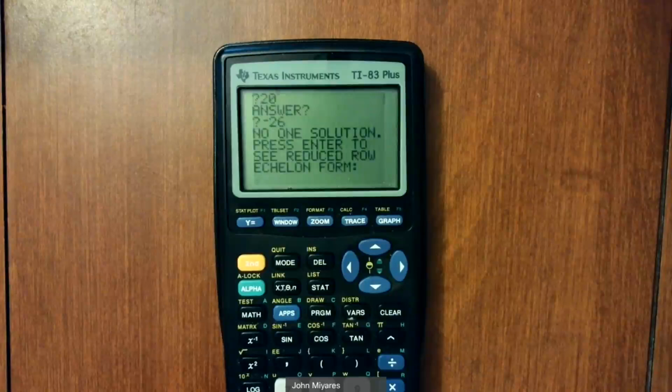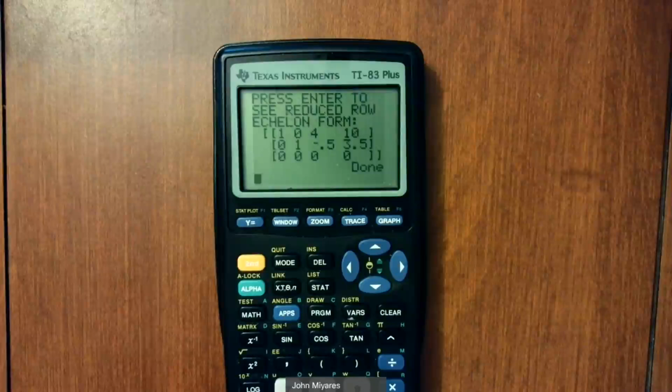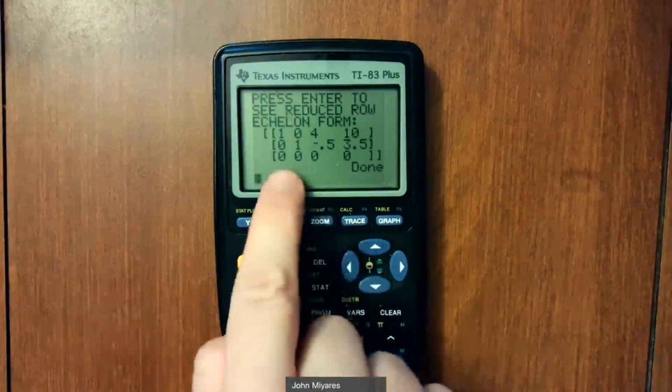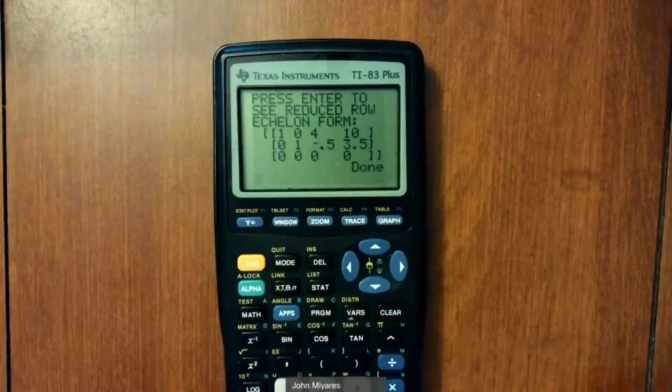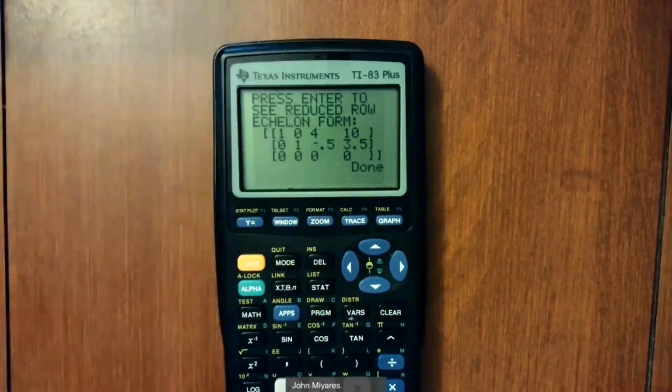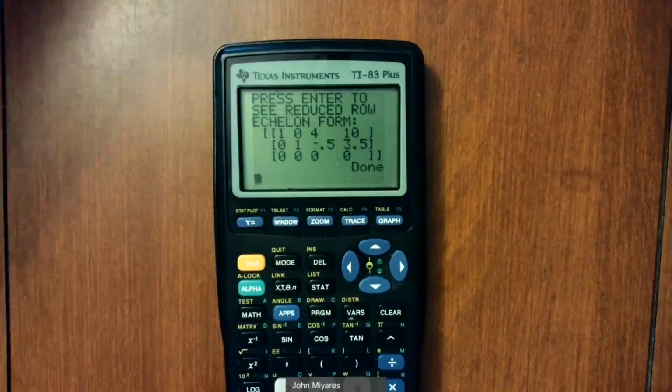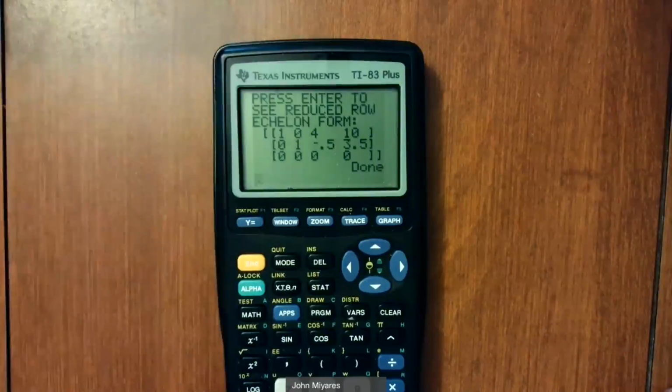What it first says is that there is no one solution. But it will say maybe we need to look at the reduced row echelon form. So if I hit enter on this, it's going to show me what the reduced row echelon form is going to look like. And what I notice here is that I've got 0, 0, 0, 0 on the bottom row. And when I have 0, 0, 0, 0 on the bottom row, that means this is going to be a dependent system, that I can rewrite this with x in terms of z and y in terms of z, and then say z equals anything.